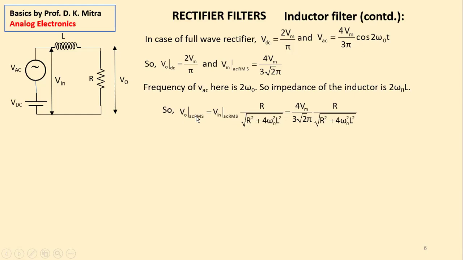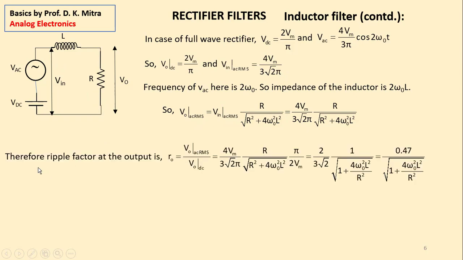So what is the output AC? If this is the input AC, 4 Vm by 3 root 2 pi, then this is VAC RMS multiplied by R divided by the square root of R square plus 4 omega square L square. Mind it, in case of half wave, it was only omega square L square. So once again, it is 4 Vm by 3 root 2 pi multiplied by this factor. This is the output AC, that means the AC component available here.